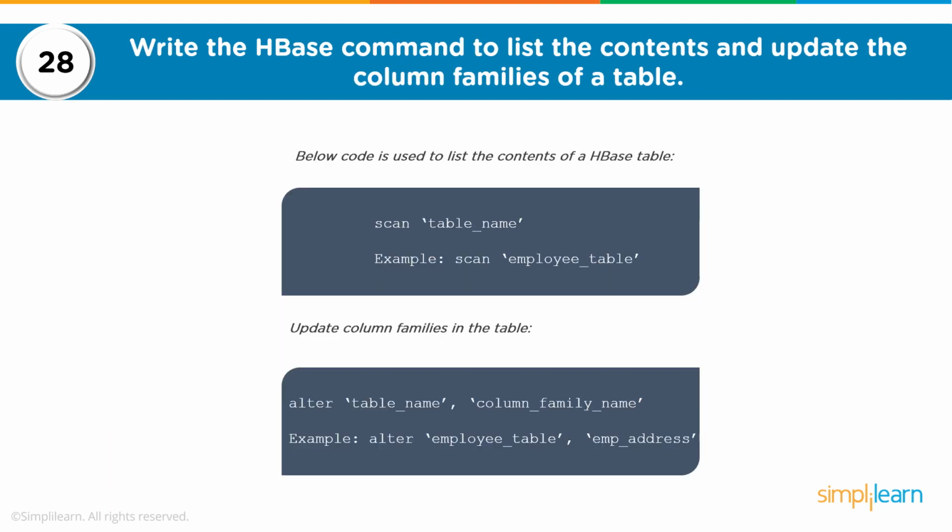Now, if we would have to write an HBase command to list the contents and update the column families of a table, I could just do a scan and that would give me the complete data of a table. If you are very specific and you would want to look at a particular row, then you could do a get, table name, and then give the row key. However, you could do a scan to get the complete data of a particular table. You could also do a describe to see what the different column families are.